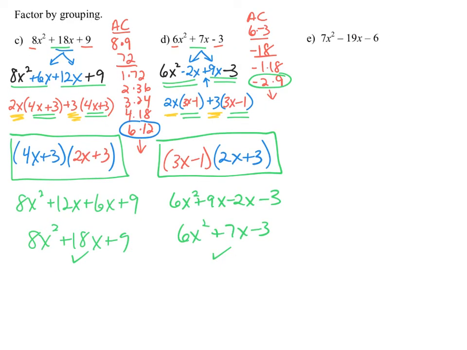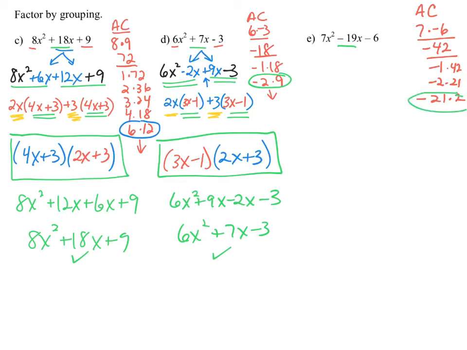In example E, we have 7x squared minus 19x minus 6. Using the AC method, we can multiply A, which is 7, times C, which is negative 6, to get negative 42. And we want to list the pairs of factors of negative 42 that will add up to the middle term of negative 19. The pairs of factors of negative 42 are negative 1 times 42, negative 2 times 21. Well, I see negative 2 times 21, that would give me a positive 19, but we want a negative 19. So let's try negative 21 times a positive 2. That's the pair of factors that when you add them together do give you negative 19.